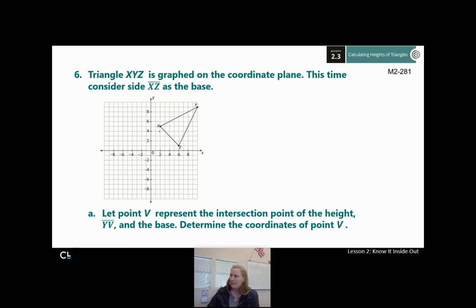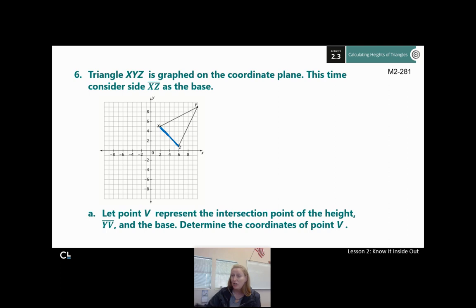If XZ is our base, we need to find a new height because I've changed the base. So the height is now going to come from Y and it's going to smack into XZ somewhere. Wherever that point is that it hits, we're going to call that point B. And that'll be the intersection of our height and our base, all right? So first thing you've got to do is figure out where point B is. Where does your height intersect with your base?